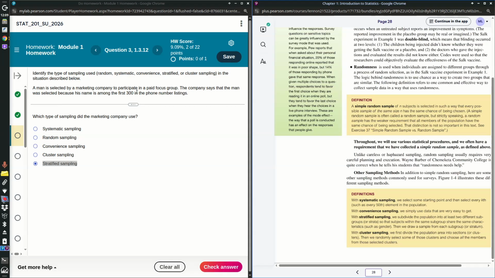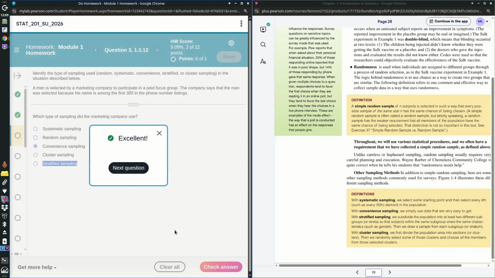Okay, so a man's contacted by a marketing company to participate in a paid focus group. The company says the man was selected because his name is among the first 300 in the phone number listings. To me, that sounds convenient. Definitely not random. It's just the first 300 they looked at. Not very systematic either. So I would say this is convenience.